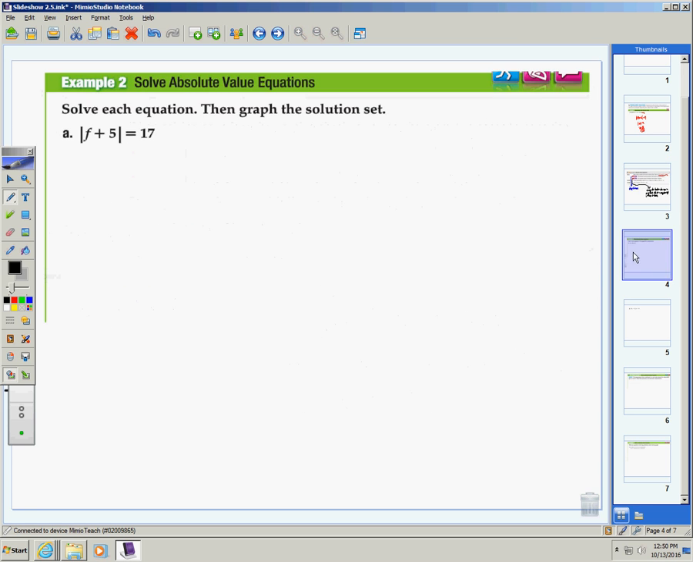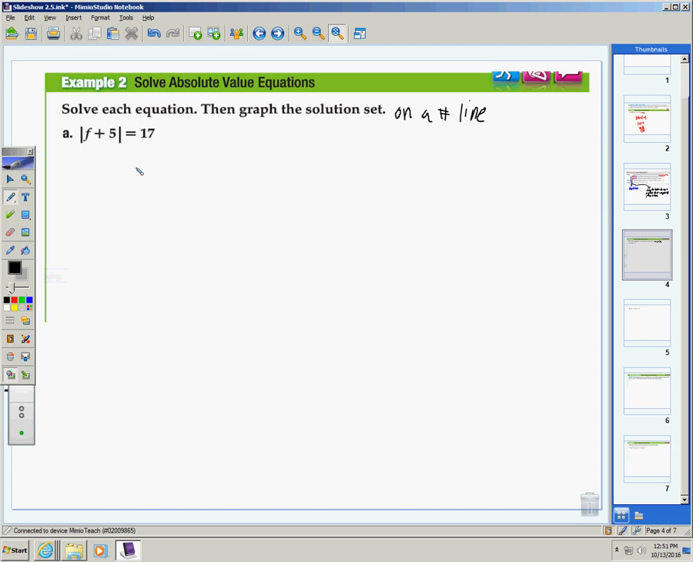So here, I'm going to solve this equation, then I'm going to graph the solution set on a number line. I've got the absolute value of f plus 5 is 17. Well, this part inside the absolute value bars could be negative 17, and I would get 17, so that's case 2 if it were negative. Or it could be positive 17, and I would get 17. That'd be case 1, it's positive. I have no way of knowing if what's inside this was negative or positive, so I've got to account for either one, because both of them would work.